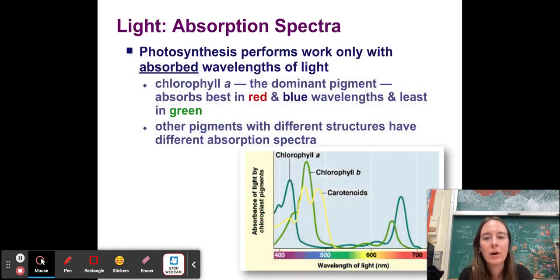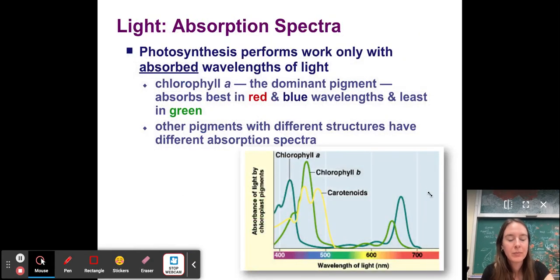Now, we can use this graph. It looks a little scary at first. We can use this graph to see what kinds of chlorophyll molecules or even other pigment molecules inside a leaf can absorb certain wavelengths. So let's take a close look at this graph down here. We see the visible light spectrum.